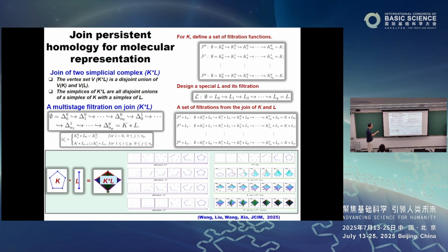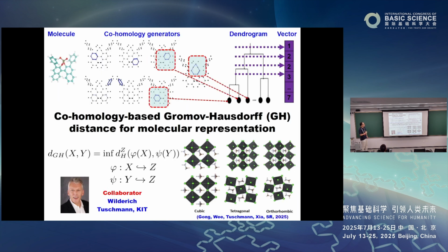So that's what we have, along L0, L1, and LP, and then you can couple them together into this multi-stage filtration on the joint structure. So in this way, you can have a much richer information of the structure K here. Okay, so that's the idea of this joint persistent homology.